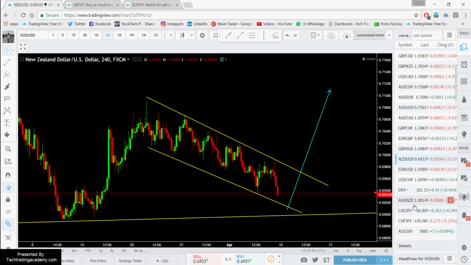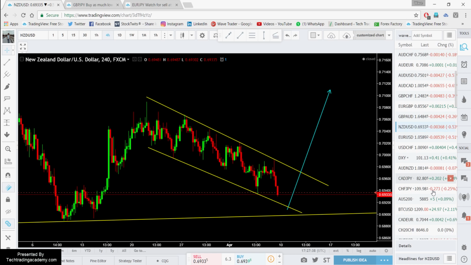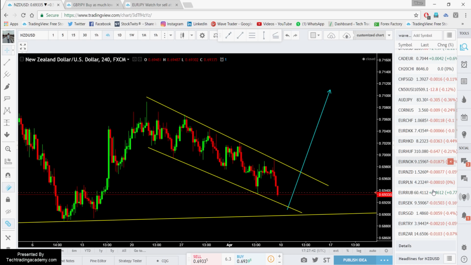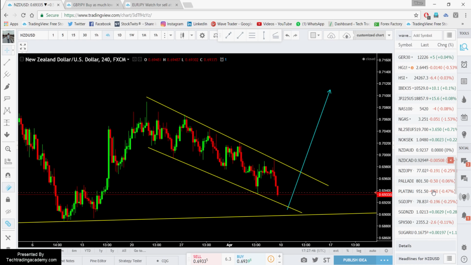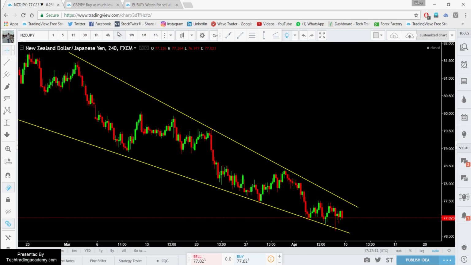So far so good. Any major pair which I have left, let me know, guys. Yeah, New Zealand yen. Okay, so New Zealand yen is forming a falling wedge.